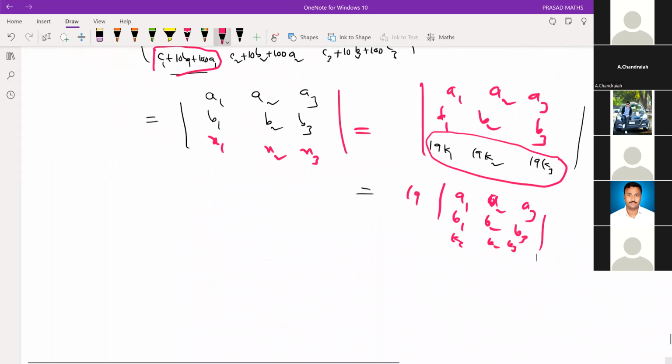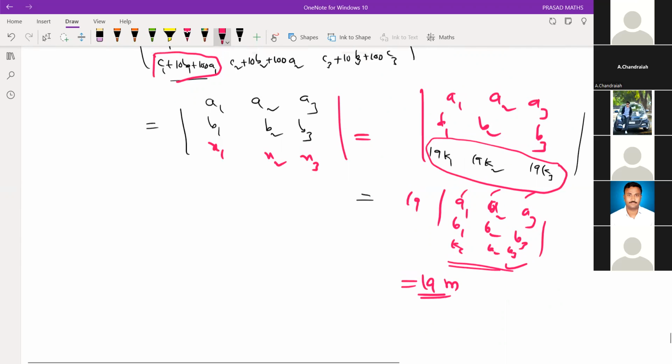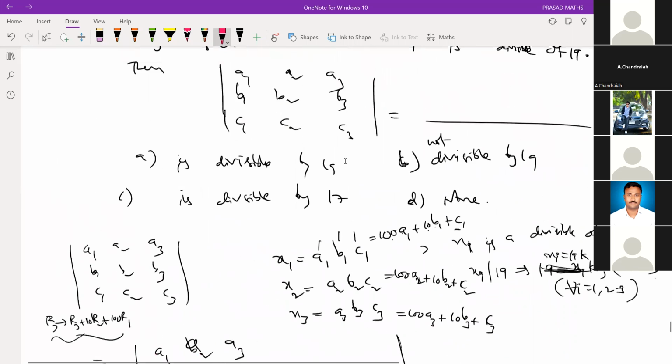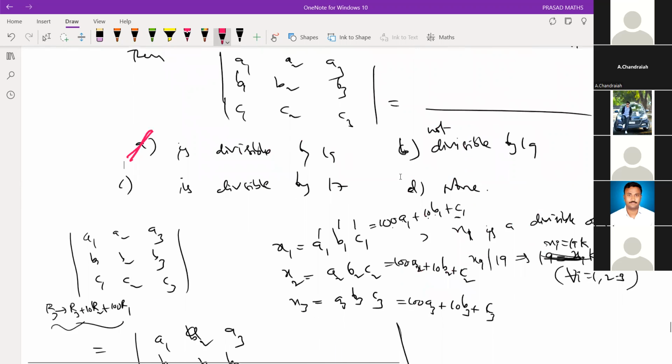Now what you are getting, these are all integers. A1, A2, A3 is a 3-digit integer, so it is an integer, therefore all are integers. You're going to get this as an integer, therefore you're going to get 19 into m. Therefore what you observe, this determinant is 19 into m. That means it is divisible by 19. It is divisible by 19, right?